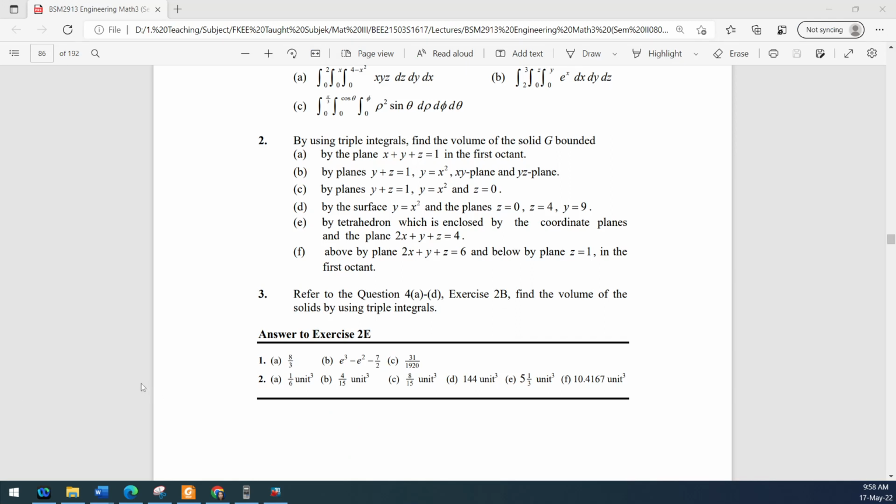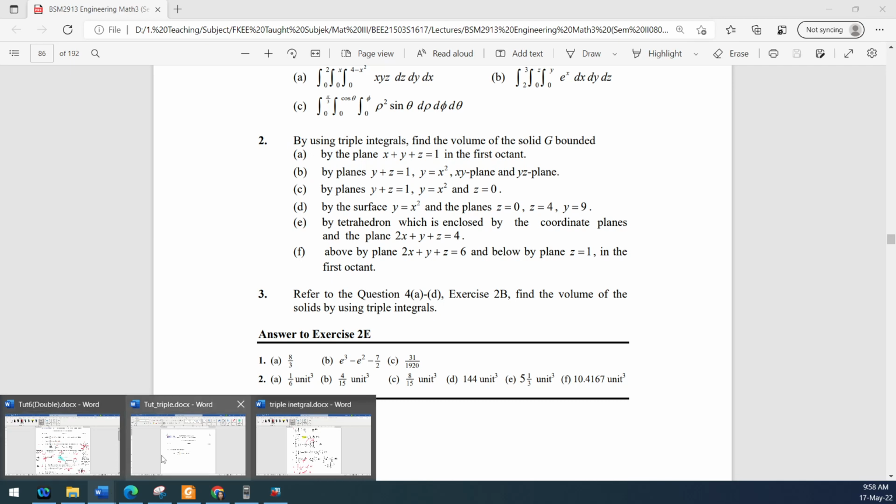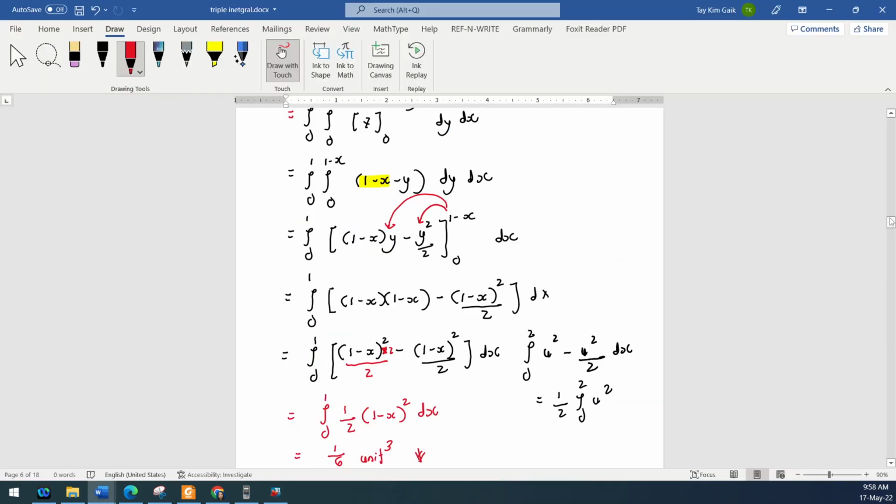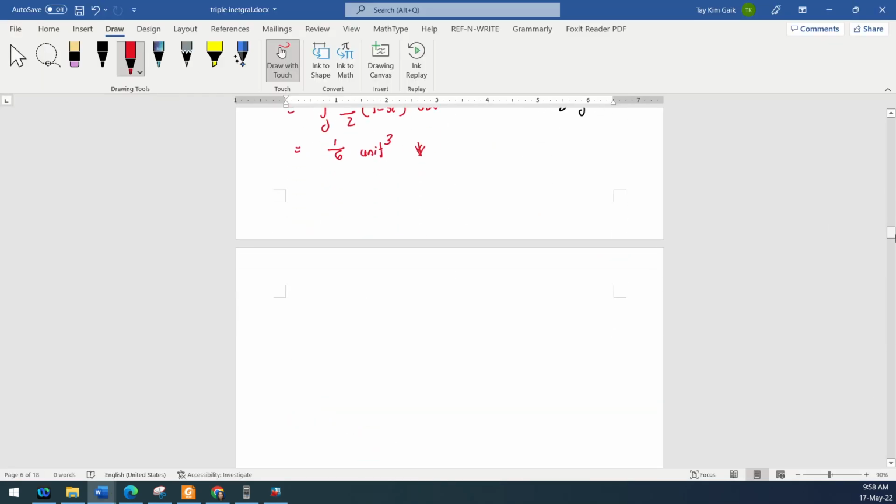Okay, find the volume of the solid G bounded by the planes y plus z equal to 1, y equal to x squared, the xy plane and the yz plane. Okay, sometimes we cannot imagine the plane. We have question 2b.